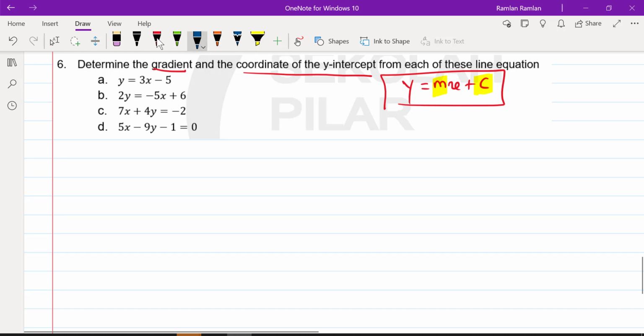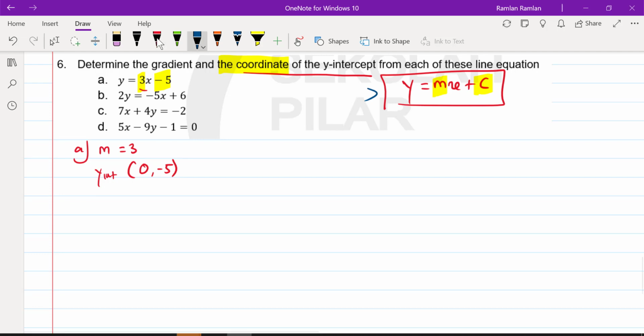So can you see that the first question here, the form is exactly like this? So you don't need to calculate anything, you only need to take the number, which means that this 3 is going to be the gradient and this -5 is going to be the y-intercept. But be careful that the question asks you to write down the coordinate of the y-intercept. So for question A, the gradient is equal to 3, because we know that you don't have any number in front of the y. So you just take this guy and this guy. And then the y-intercept coordinate will be 0, -5. That's it. Okay, pretty easy.